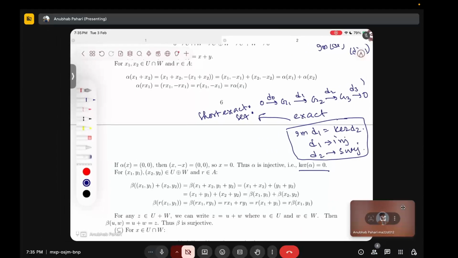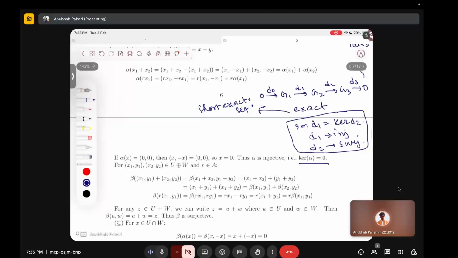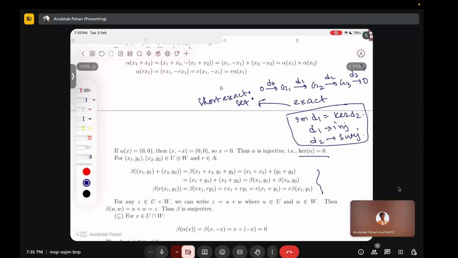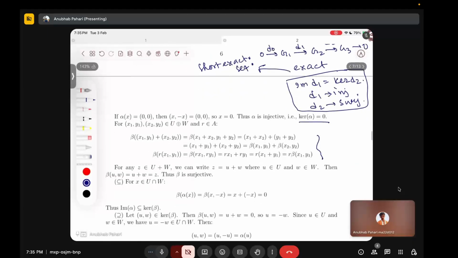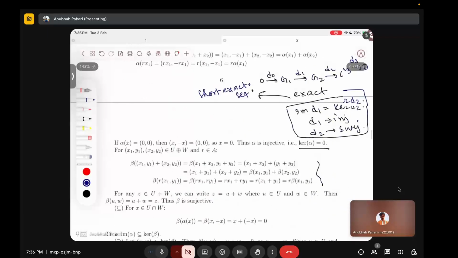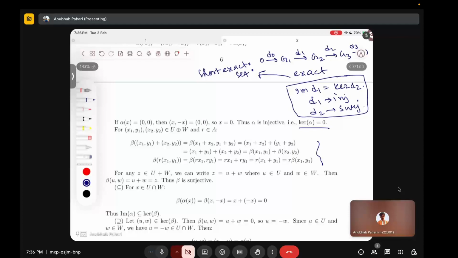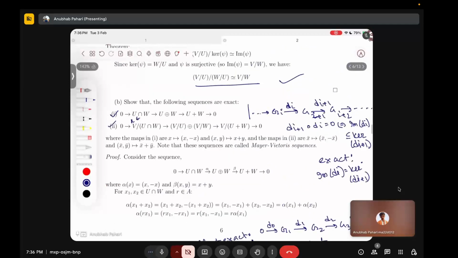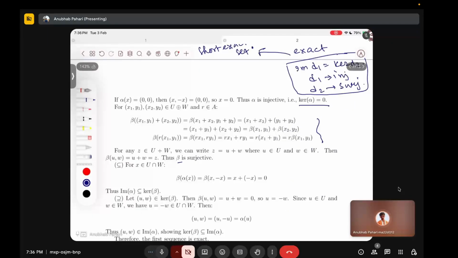Okay. So now we will show that again beta is a module homomorphism, but that you can check. Now what we will show is that beta is surjective. So take any z from U plus W, then you can write z as u plus w, where small u belongs to capital U and small w belongs to capital W.